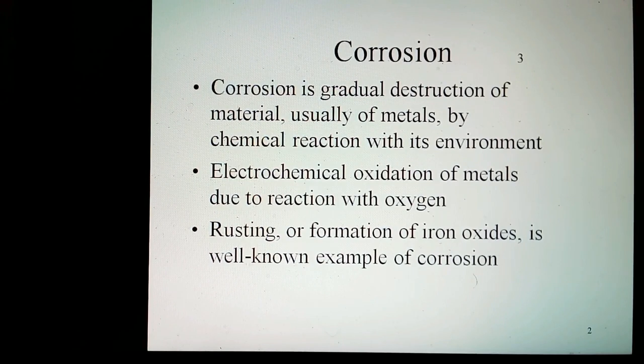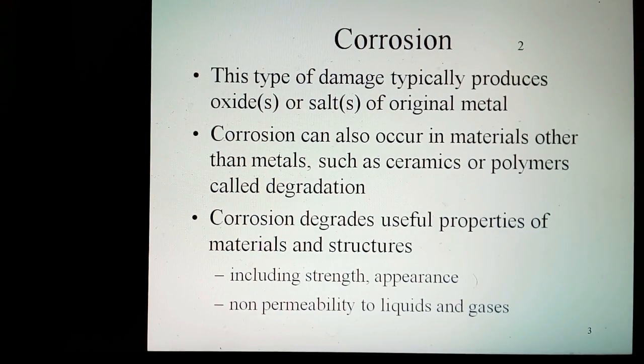Corrosion is the gradual destruction of material, usually metals, by chemical reaction with its environment. In the most common use of the word, this means the electrochemical oxidation of metals in reaction with an oxidant such as oxygen. Rusting, the formation of iron oxides, is a well-known example of electrochemical corrosion. This type of damage typically produces oxides or salts of the original metal.